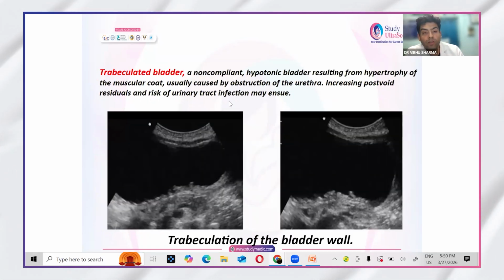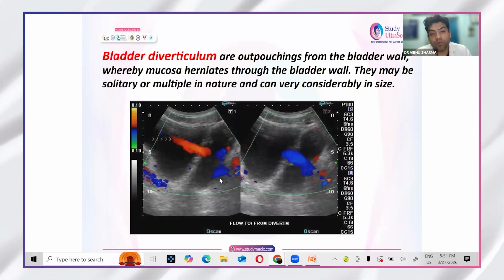So this is how the trabeculated bladder will look like. You can see this rugged pattern along the wall. It's a non-compliant hypertonic bladder which results from hypertrophy of the muscle coat, usually caused by obstruction of the urethra, and increasing post-void residue. In such cases, the post-void urine is increased significantly because there is loss of bladder function in such patients.